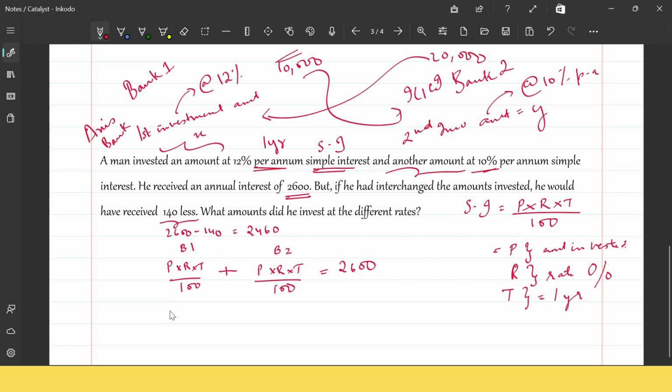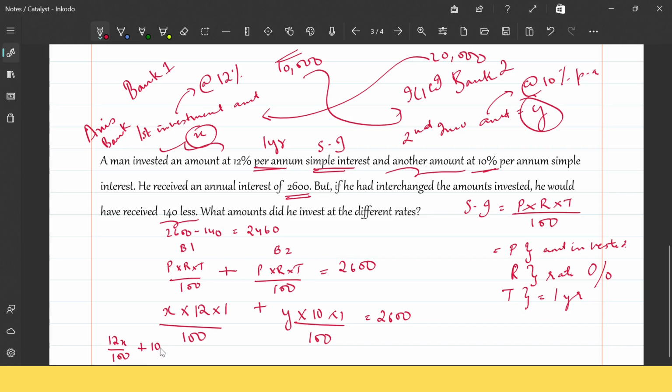So what is the principal amount he has invested? We don't know. We have assumed it to be X. This is for your example. I took 10,000, 20,000. But actually it is X and Y we have assumed, right? So X into what is the rate? Rate is 12%. So I'll write it 12 times 1 divided by 100 plus Y into 10 into 1 by 100 equal to 2,600. Okay, so this becomes 12x by 100 plus 10y by 100 equal to 2,600. This is your first equation.